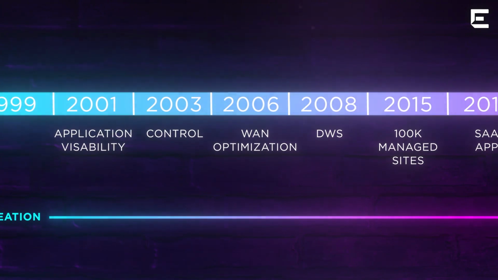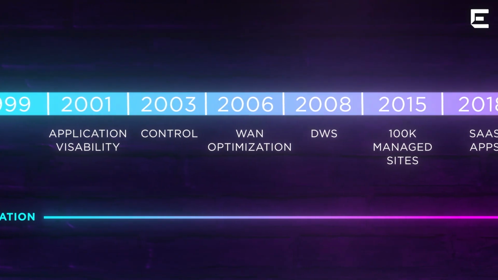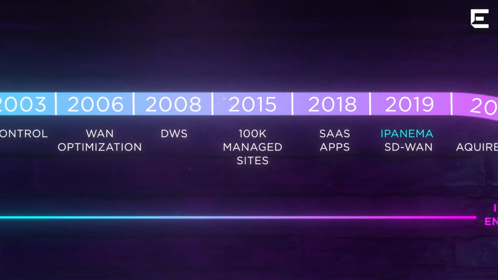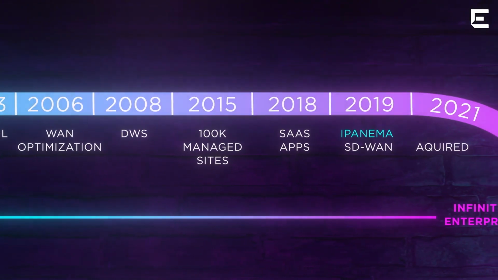So successful was that product, it led to the next product, which was Control, Application Control. Now, not only could they see applications, they could now control, secure, and manage. A few years later, they released WAN Optimization, a suite of technical capabilities such as deduplication and compression. We talked about it in the previous episode. In 2008, they focused on traffic steering. Ipanema calls it dynamic WAN selection. So they had 4 key products by 2008.